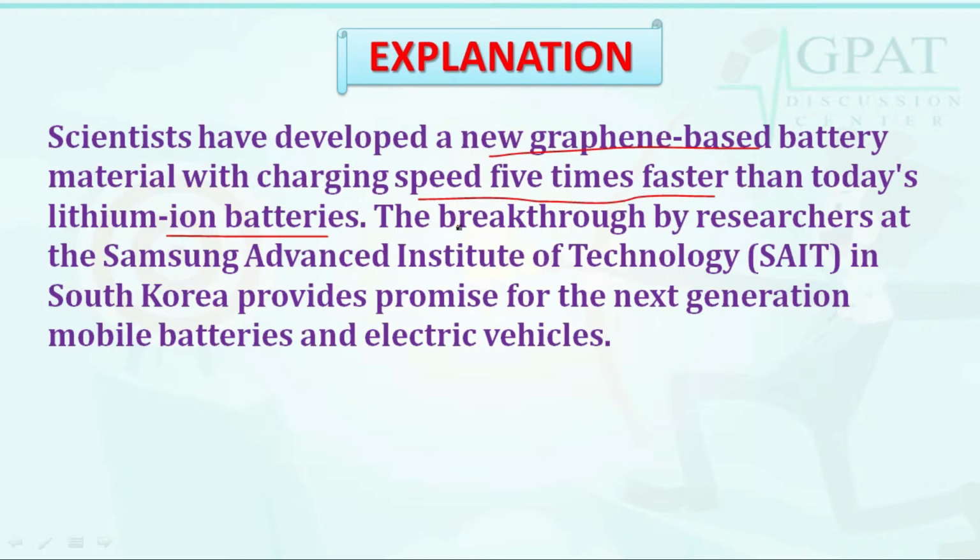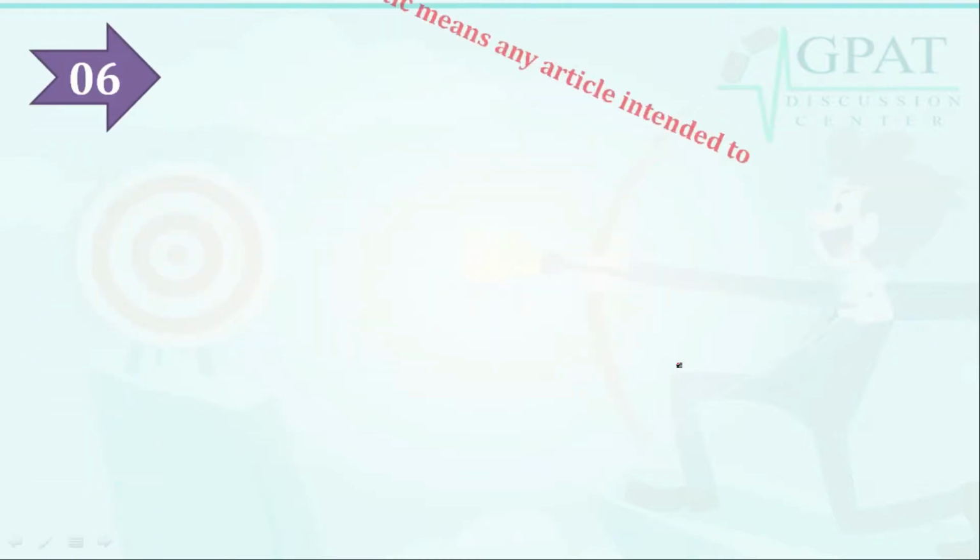The breakthrough by researchers at Samsung Advanced Institute of Technology, that is SAIT, in South Korea, provides promise for the next generation mobile battery and electric vehicles. So students, just try to note down these names and memorize that Samsung Advanced Institute of Technology in South Korea provides promise for the next generation mobile batteries and electric vehicles. So it's all about this question. Moving on to the next question.